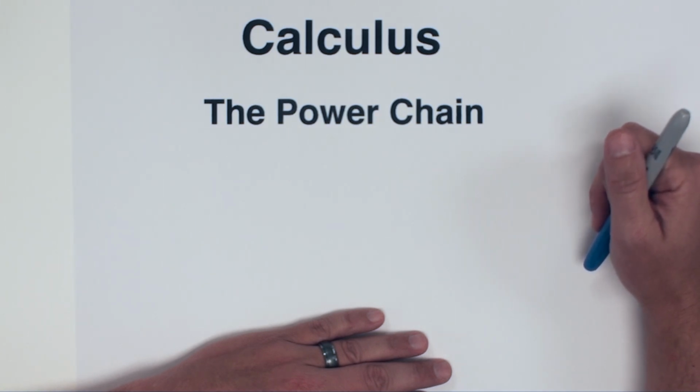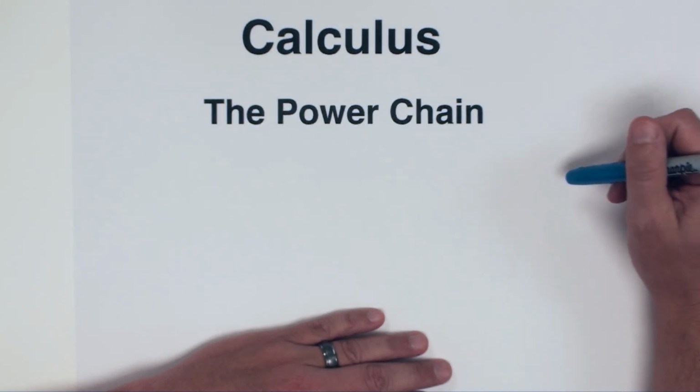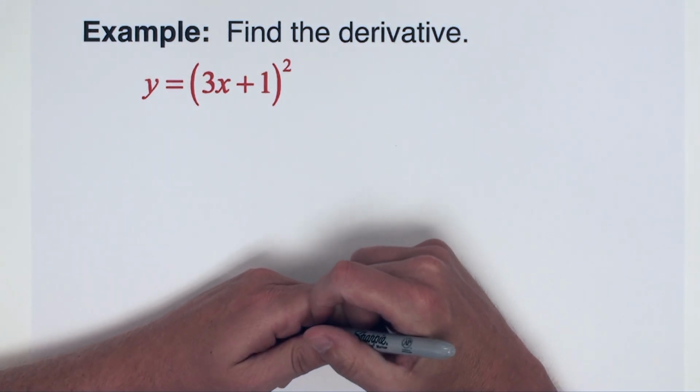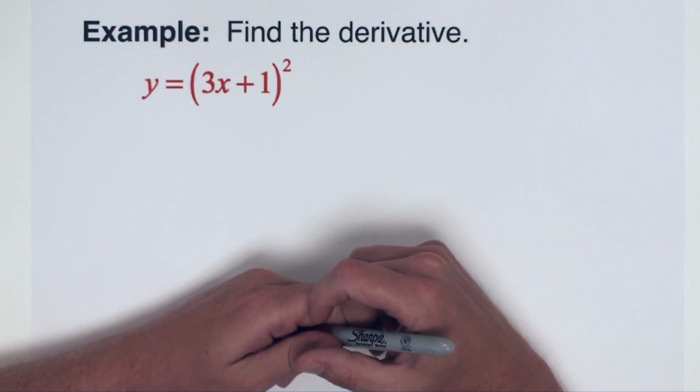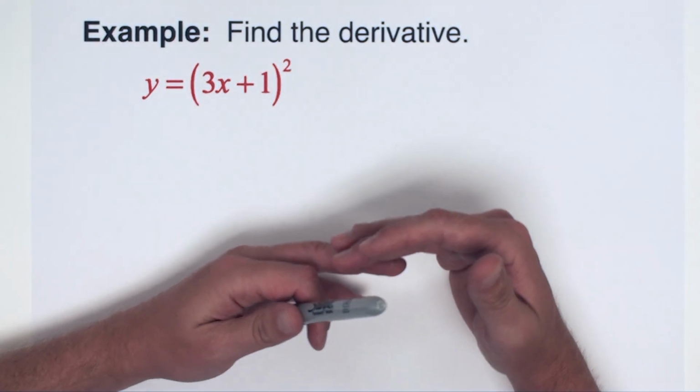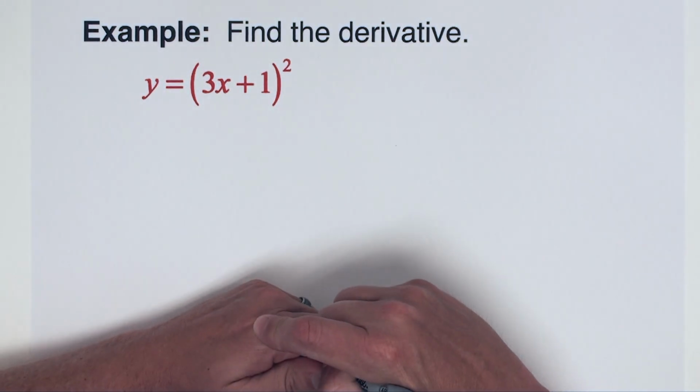So I've got a few examples to walk us through this. And with that said, let's take a look at the first one. Okay, this first example, we're asked to find the derivative of y equals the quantity 3x plus 1 squared. And we're going to do this with chain rule. We're going to use our new rule for the derivative of this function.